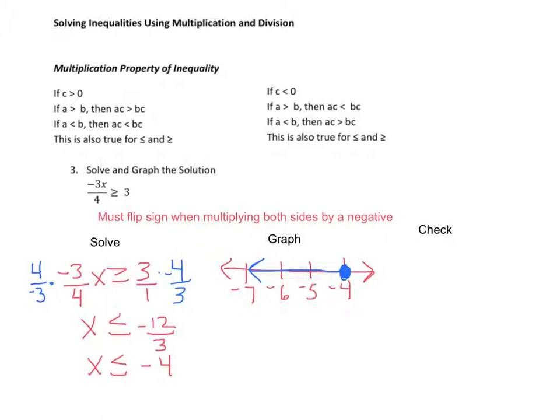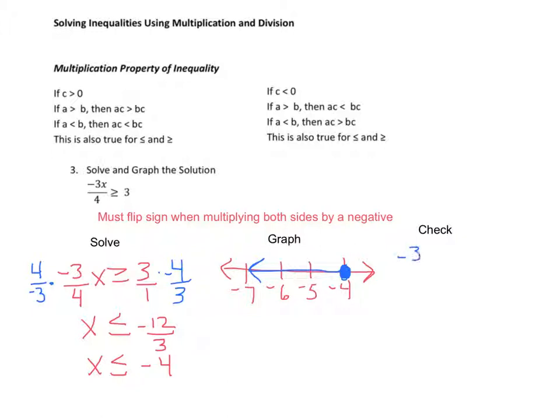Now for our check, again, we don't want to pick negative 4, even though it says less than or equal to. That won't tell you if you have the less than or greater than part correct. I also would like to pick something that's going to divide by 4. That will make it easier for me to plug in and check. So I'm going to pick negative 8.